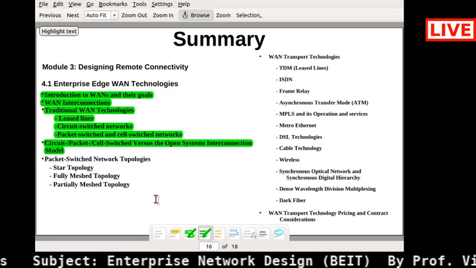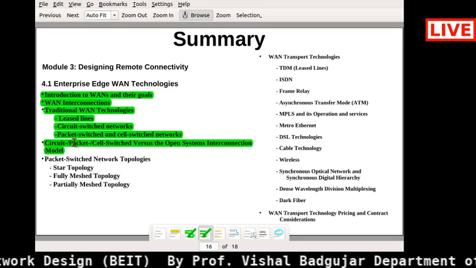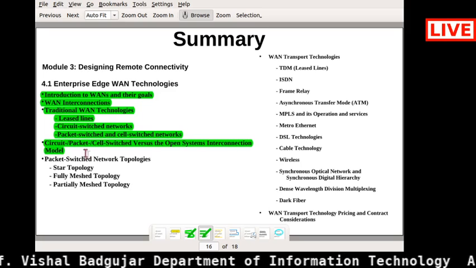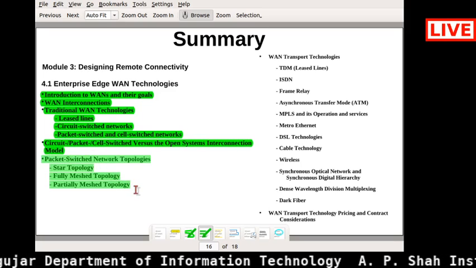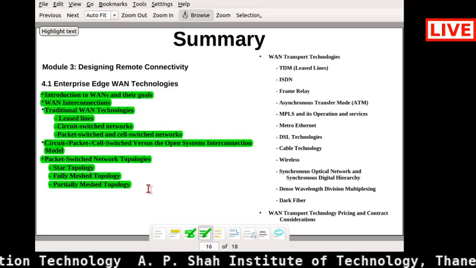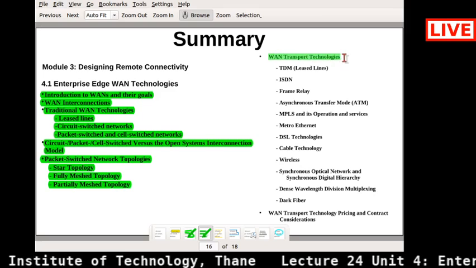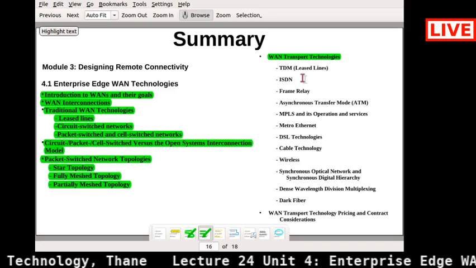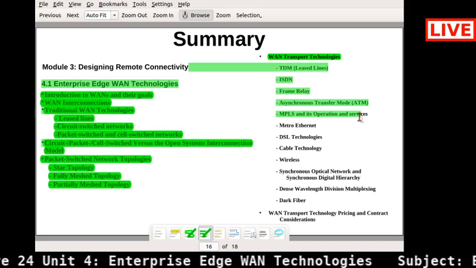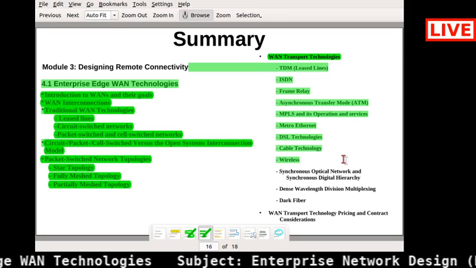By using the physical layer, you are just dealing with the circuit layer, right? And if you are going to use packet and cell, then the data link layer will be working with it, right? In that we have also seen different topologies. In that, the partial mesh topology is a good one if you compare the star and the full mesh topology, right? Then we also discussed the different WAN transport technologies, like TDM, ISDN, frame relay, ATM, that is asynchronous transfer mode, MPLS, its operation and services, metro ethernet, DSL, cable, and wireless, right?